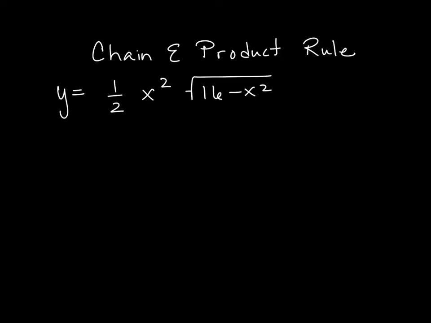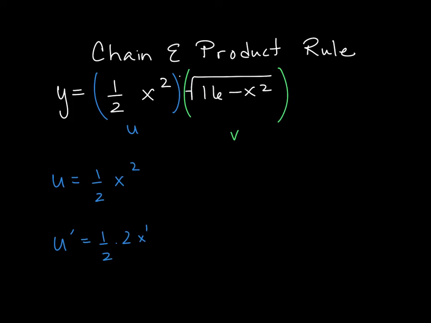All right, so what we have here is the chain and the product rule combined. We're going to break these up into two parts, with this first part being U and this second part being V. I know I have to do this because these two functions are being multiplied together. So if I go ahead and start with U, it is just 1/2 x squared. The derivative of U is 1/2 times 2 times x to the first, or just x.